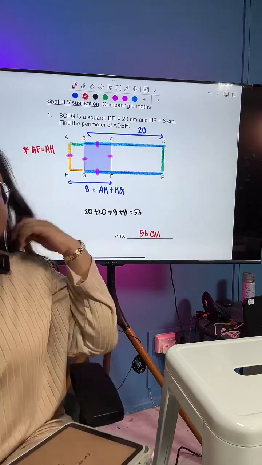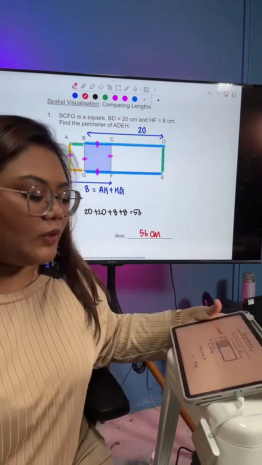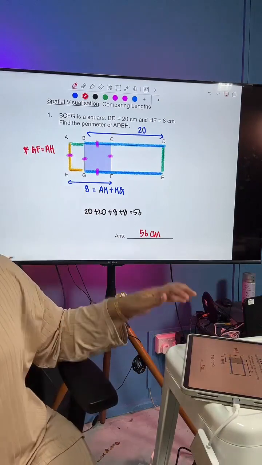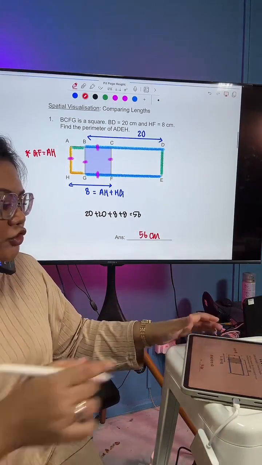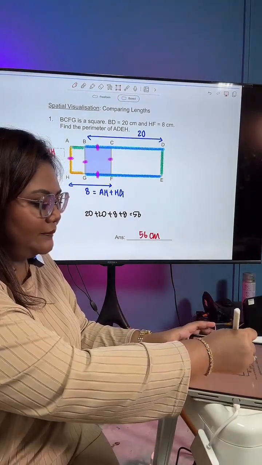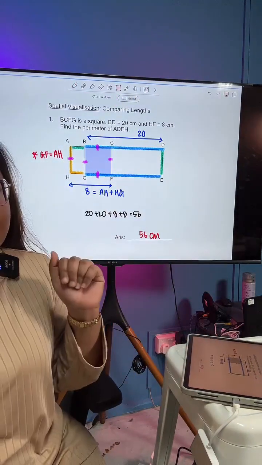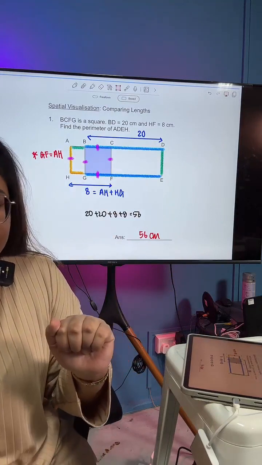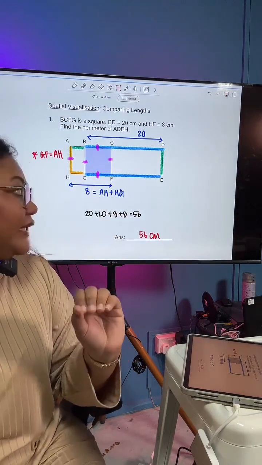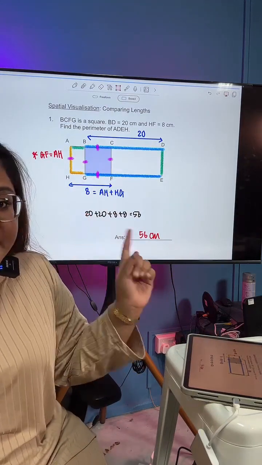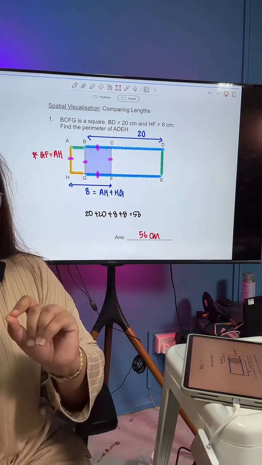Alright, everyone? Once again, if you are not so sure, I'm going to give you some time to digest this. For those of you who just joined, welcome. My name is Coach Shahira from MasterMaths. We are running through the questions on area and perimeter, specifically on spatial visualization.